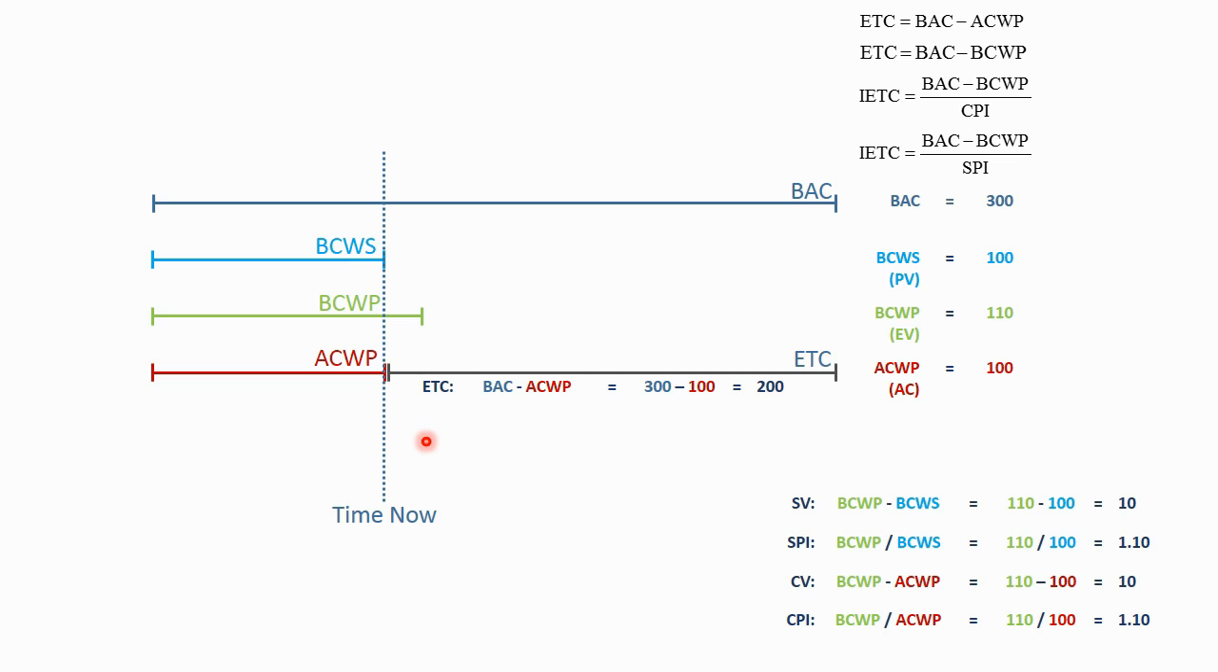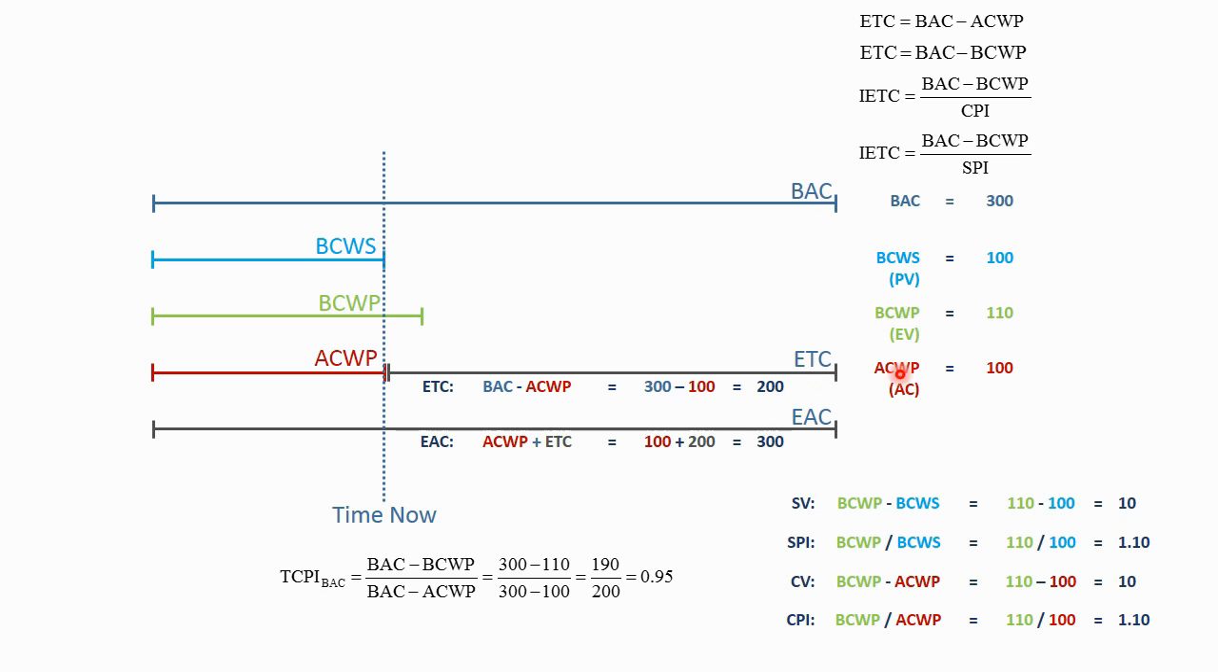The estimate to complete in the simple formula is 200 hours. That's just the budget minus the actuals. 300 minus 100 is 200 hours. The estimate at completion is going to be 300 hours. If we add back the actuals to the estimate to complete, we get 300 hours, which is identical to the budget completion. So there's no variance here.